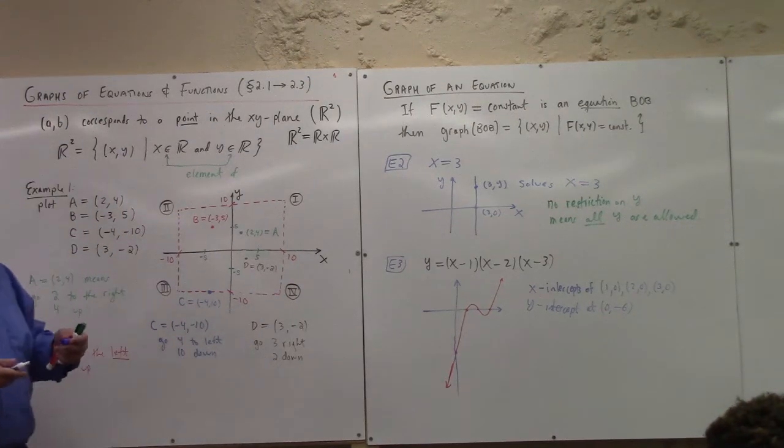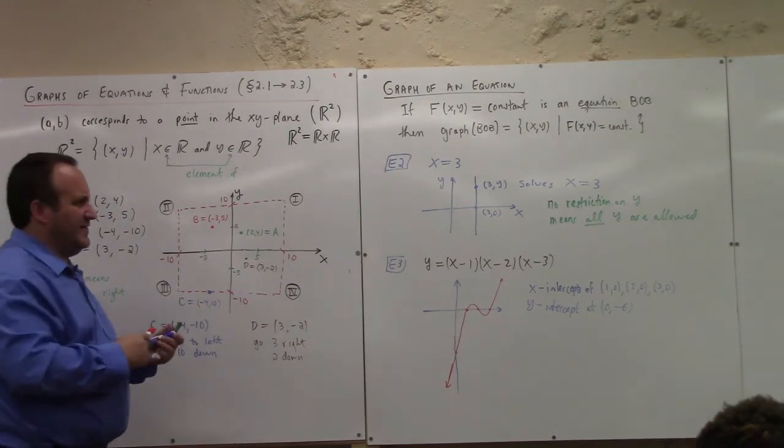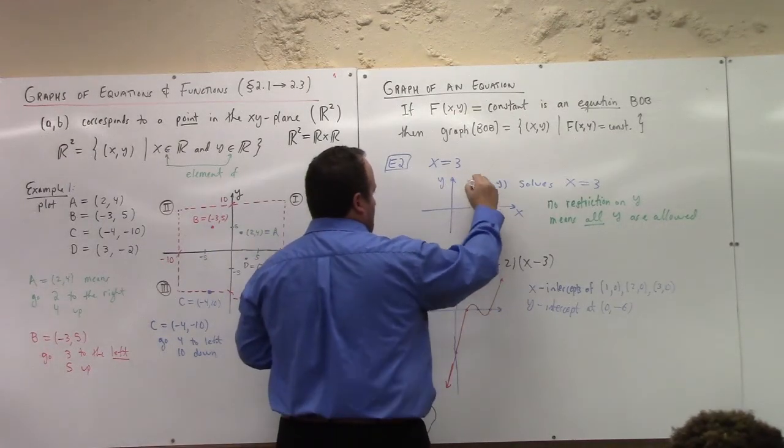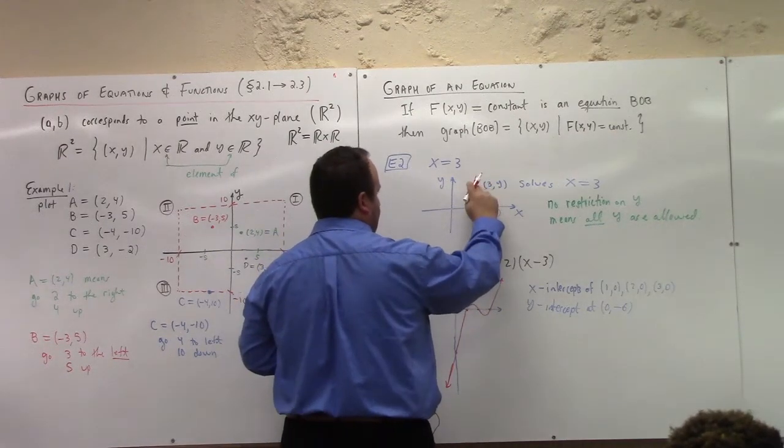The red line is the graph. Let me make the other one red as well. I'll try to make all my graphs red here for the immediate future.